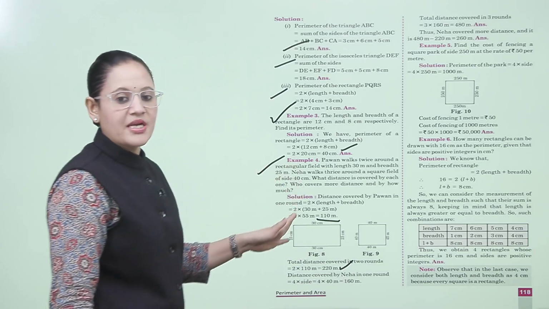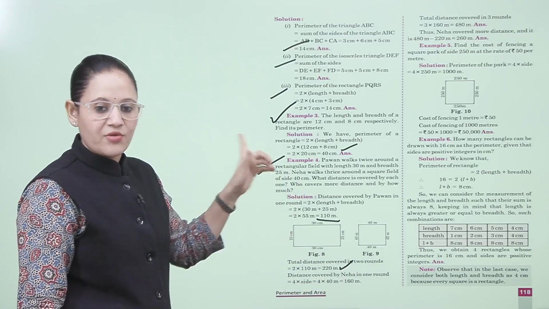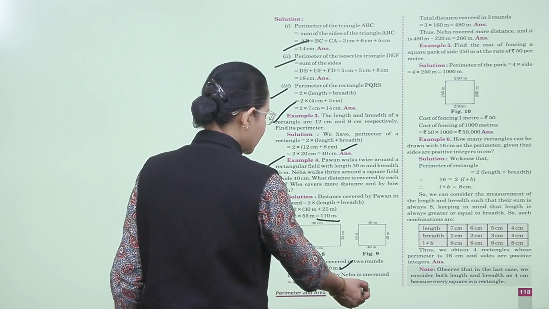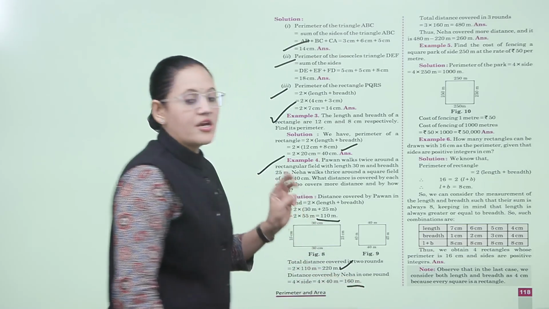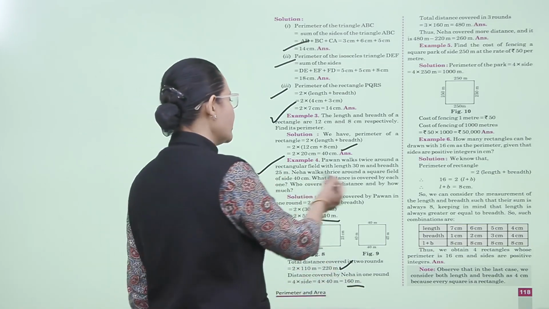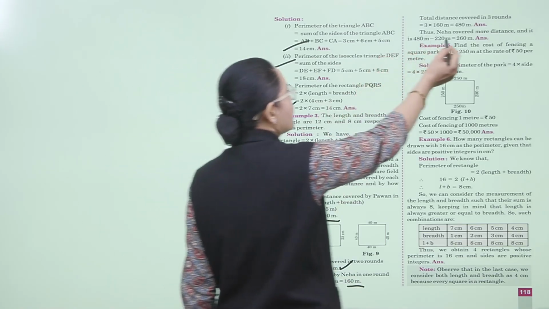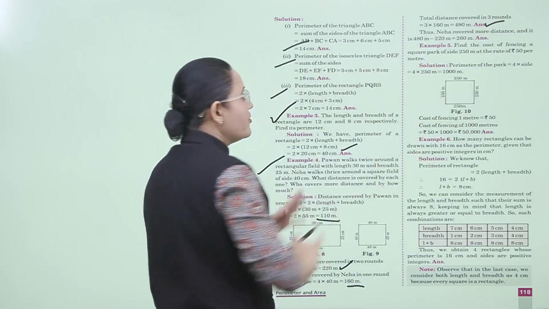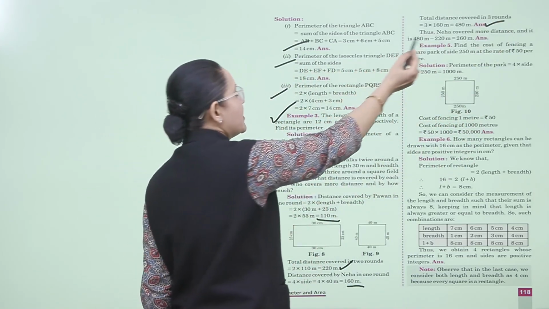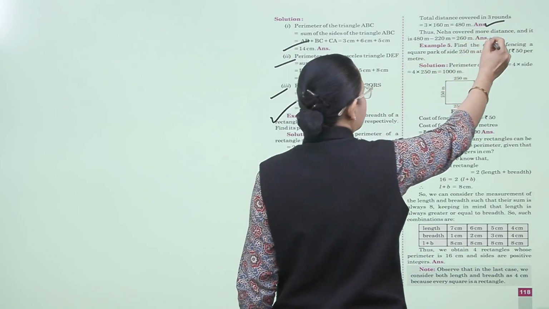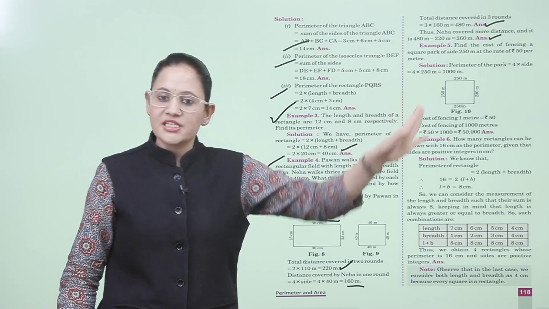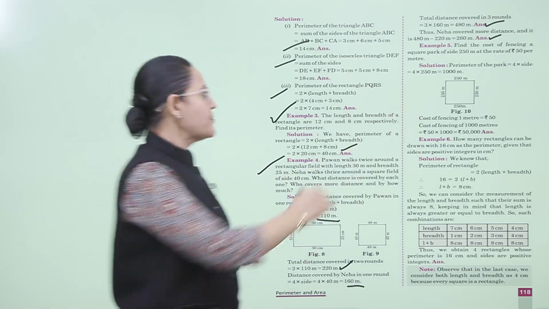Now the distance covered by Neha in one round is 4 into side, that is 4 into 40, 160 meter. Now she has gone thrice around the field, so 3 into 160, 480 meter. Now the difference, 480 minus 220, that is 260. So Neha has covered more distance, how much more? 260 meter. Next example, example 5.